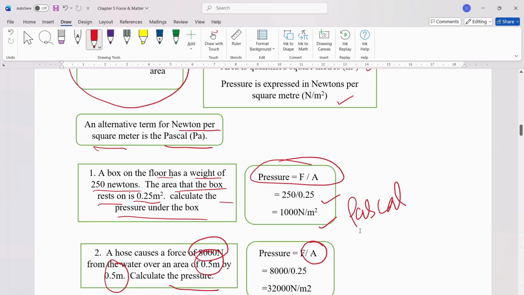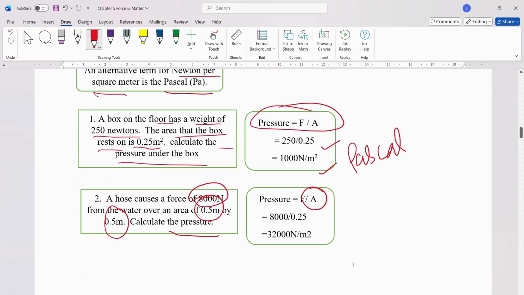So we need to calculate F over A. F is given, area is given, and we will find the pressure. Here 0.5 times 0.5 will give you 0.25 square meters in area.